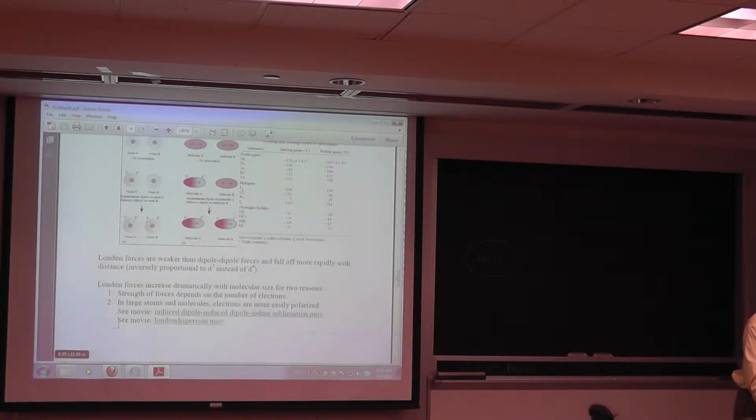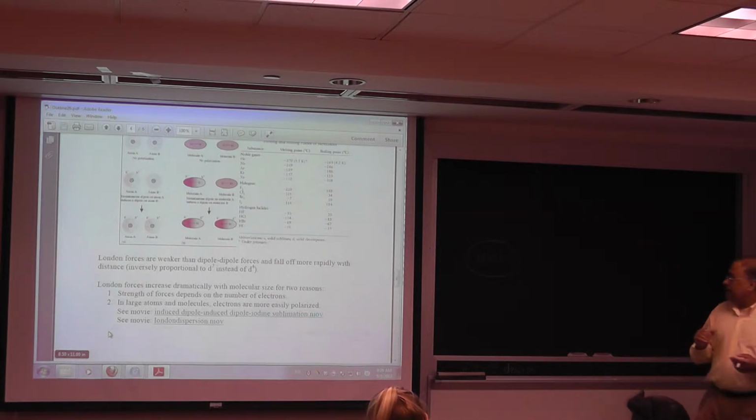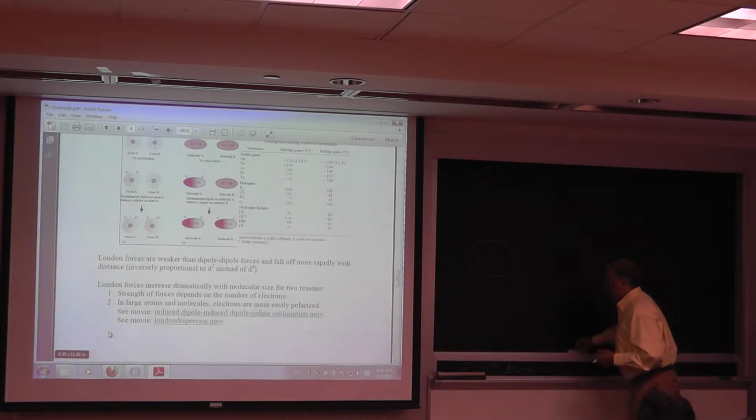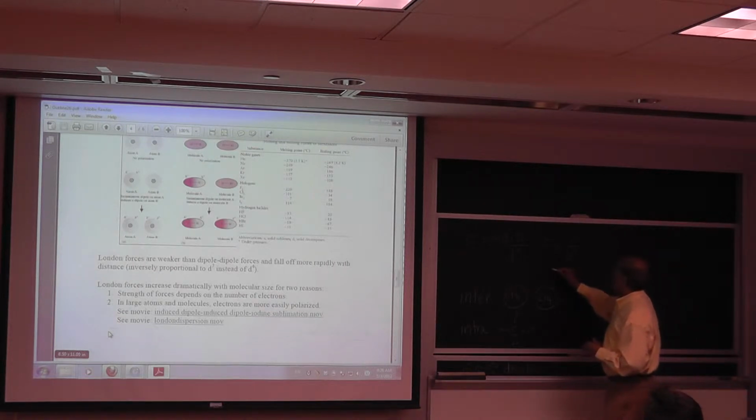How long does the bond last for? Less than 10 to the power minus 15 seconds. But this is happening so fast that there is a net attractive force. This is the weakest of all the intermolecular forces. And so these are two molecules that attract each other because of the instantaneous dipole.